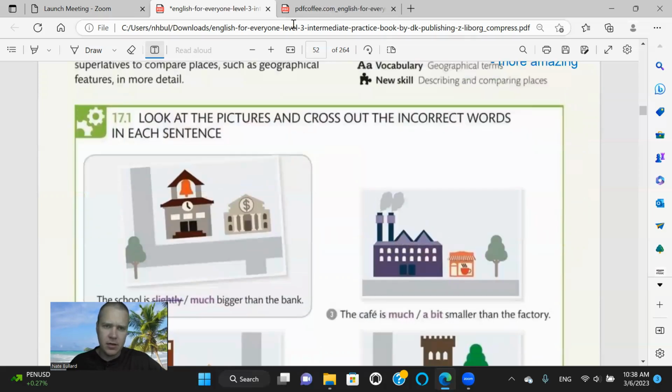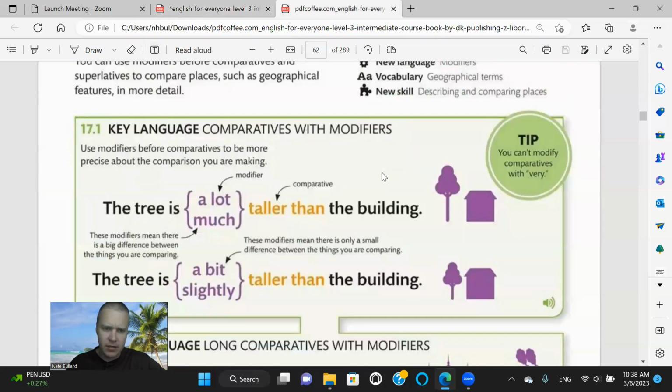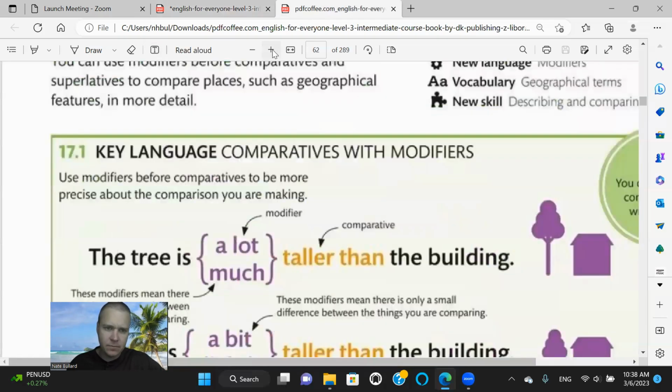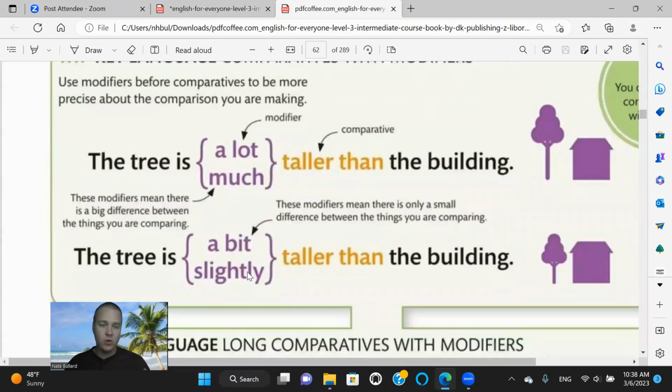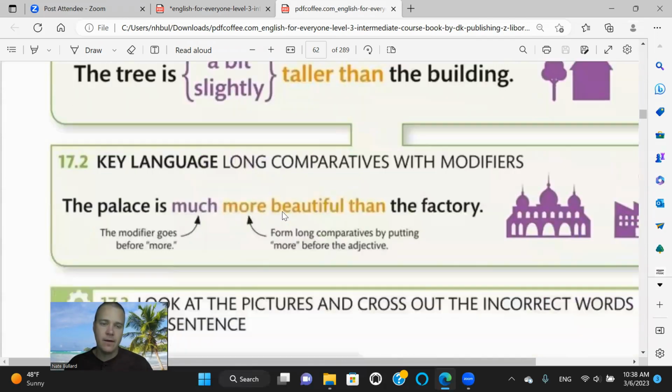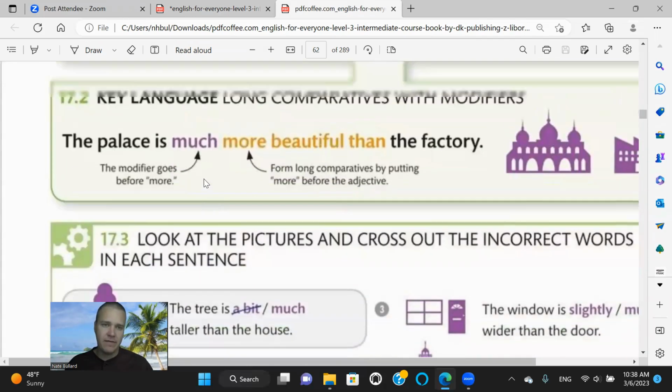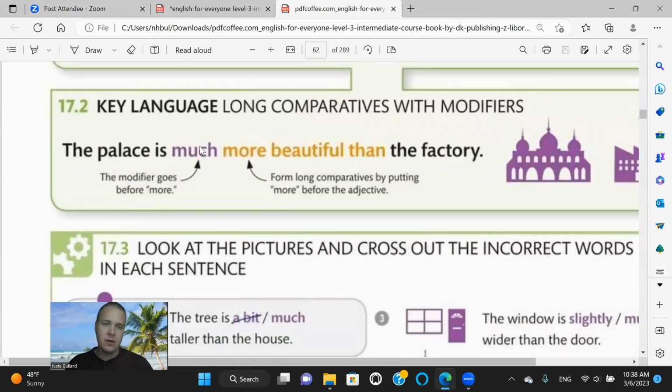Let's go ahead and get started here. So, okay, here, as you guys can see, these are modifiers, a lot or much. Sería en español mucho. También a bit or slightly sería un poco. And then this is the comparative, taller. Taller than, más alto que. This is the comparative. And then this is the noun, the building. All right. The modifier goes before, como en español.